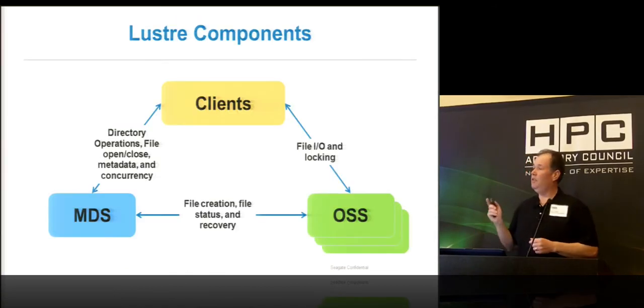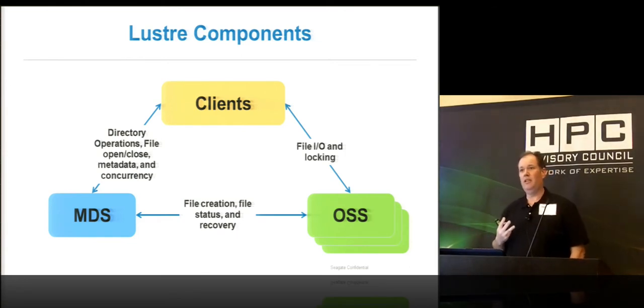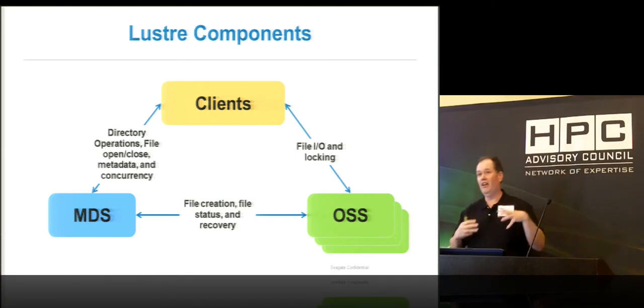So jumping back to the components of Lustre, it really boils down to 3 different pieces for the parallel file system. There's going to be a client piece, which is just a set of software RPMs that are running on your client.